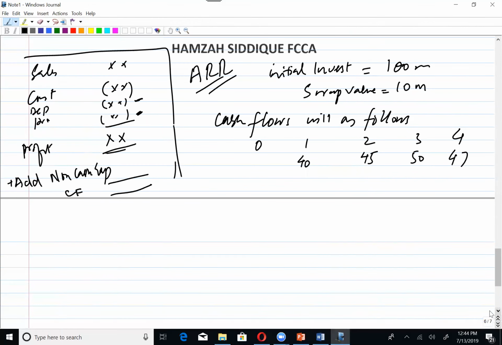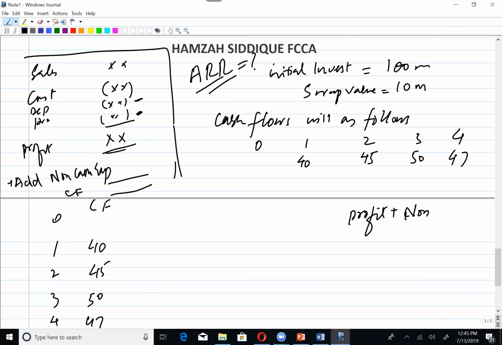Yes, here it is. Student, what we have to do is we can write in column form. If you are comfortable, any way you can solve, in column or in row. So cash flows 40, 45, 50, 47. Students, for ARR, we need profits. We don't have that. And we know that profits plus non-cash expense is equal to cash flow. For example, another thing is given to us: that depreciation on the investment is on a straight line basis. It is also told to us.